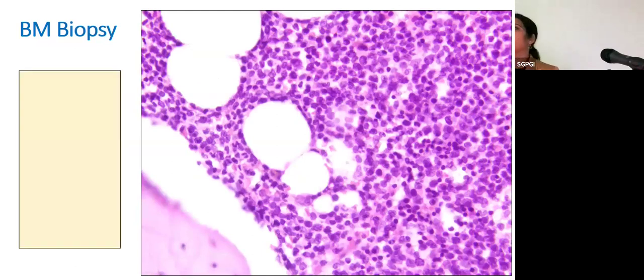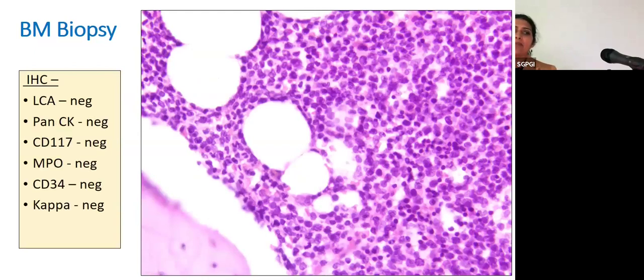This is a leukemia, and because we had a marrow, we did an IHC panel, at least the basic IHC panel. So we did LCA. We also did pan-CK, we wanted to see if it fits a small round cell tumor. Pan-CK negative, CD117, MPO, CD34, kappa, lambda, all negative. Now, what to do next?